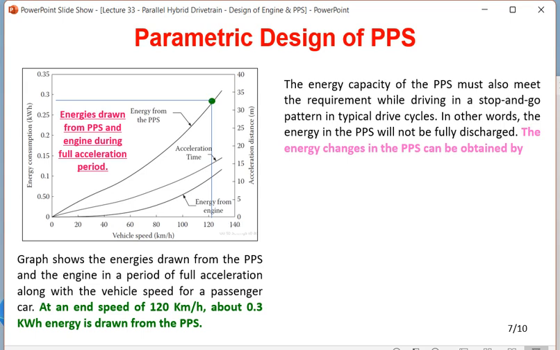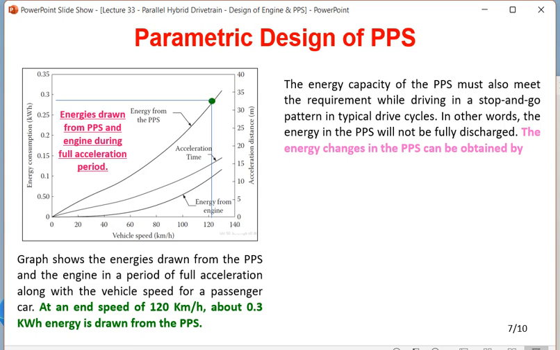So in other words, the energy in the PPS will not be fully discharged. It will not be fully charged, and it will not be fully discharged. So the PPS will be in a kind of halfway discharge state. Whenever possible, this half-discharged state, or 50% or 60% SOC of the PPS, has to be replenished. Replenished means it has to be taken to 100%.